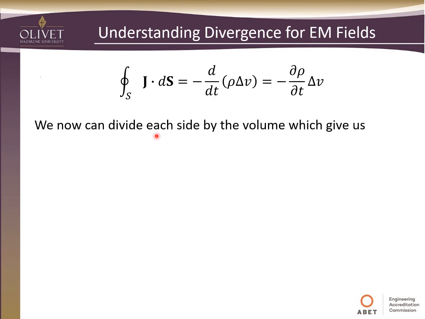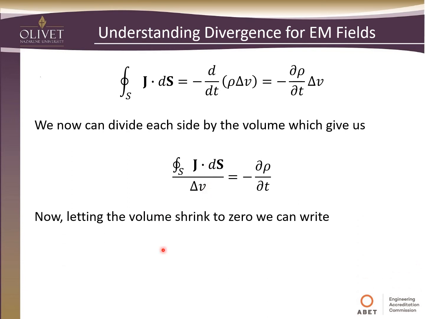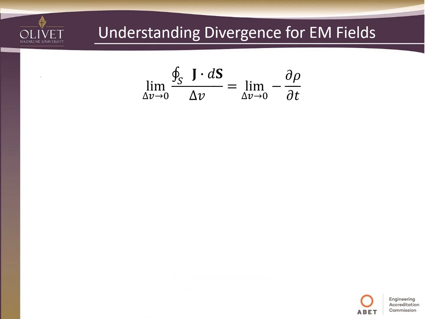So with this expression now, we can divide both sides by this volume, which would give us this. So now the change in the charge is going to be equal to the sum of the current over the surface area divided by the total volume. So again, we're going to let this volume shrink to 0 by taking the limit. Of course, if we take the limit on this side, nothing's dependent on the volume, but on this side, we do have it in the denominator.